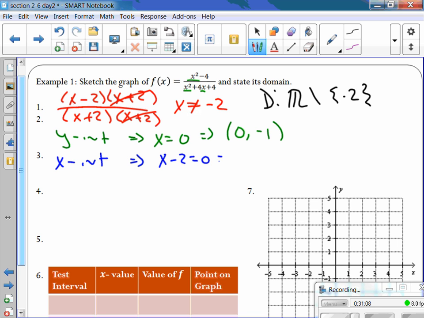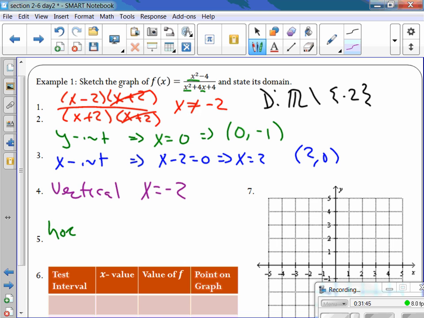And then to find our vertical asymptote, again, I'm not looking at the original. In this case, it doesn't matter. These are the same numbers. But from our domain, we already know that it's going to be x equals -2. For the horizontal asymptote, since they have the same degree, we're just going to take the quotient of the leading coefficients. So here, 1 over 1, y equals 1.